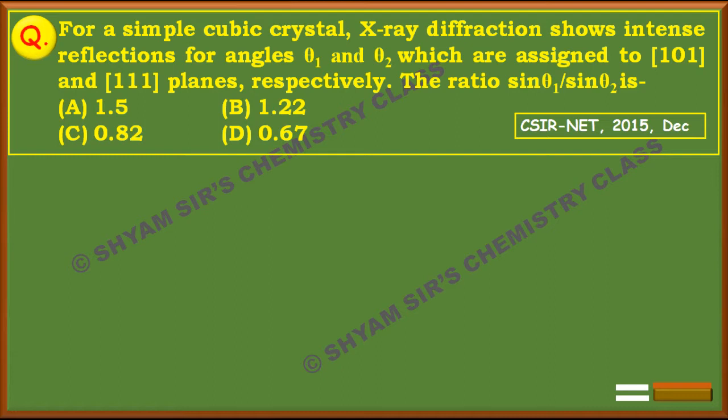Today we will solve one problem from crystallography. You can see this problem. For a simple cubic crystal, X-ray diffraction shows intense reflections for angles theta 1 and theta 2, which are assigned to 101 and 111 planes respectively. The ratio sin theta 1 by sin theta 2 is, so here four options given: 1.5, 1.22, 0.82, 0.67. This question was asked in CSIR NET 2015 December.